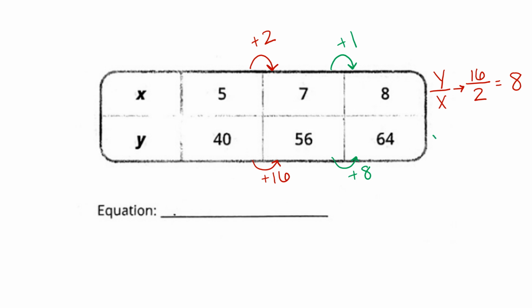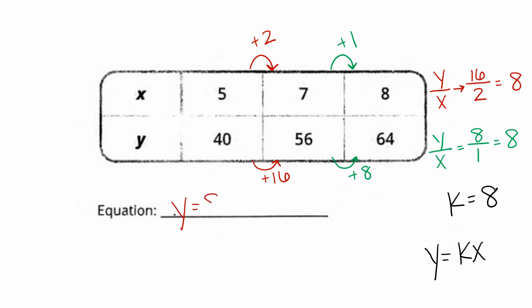When we set up our second fraction, y over x, our y value is a positive 8. Our x value is a positive 1. 8 divided by 1 is 8. Since 8 is what they have in common, we know that our constant of proportionality is 8. And so we use that in our equation, y equals kx. 8 is what they have in common, and so our final equation is y equals 8x.